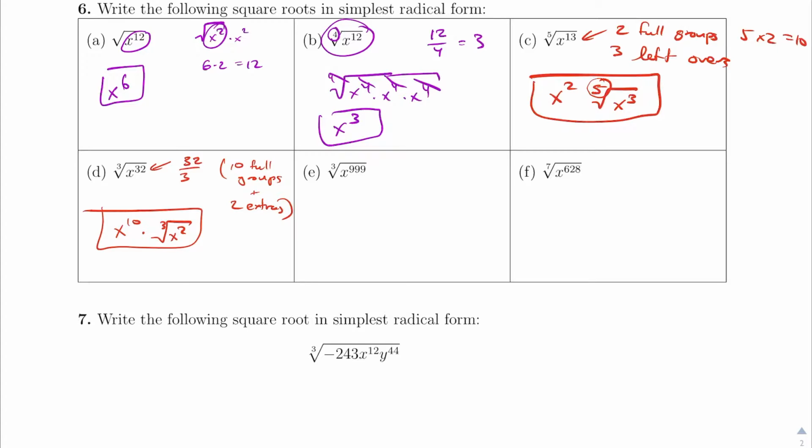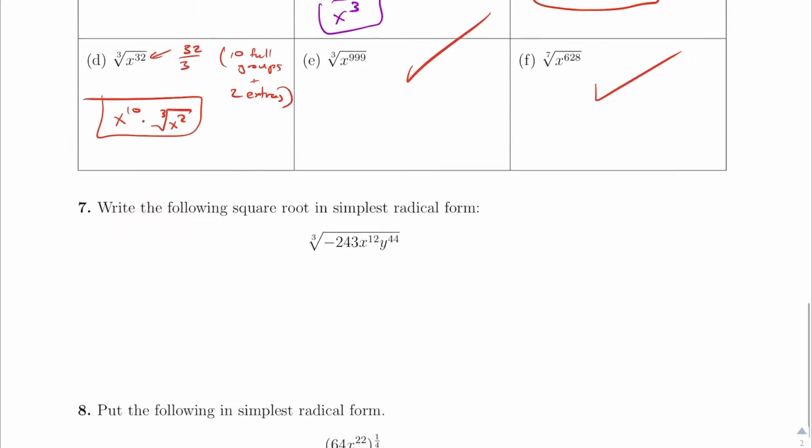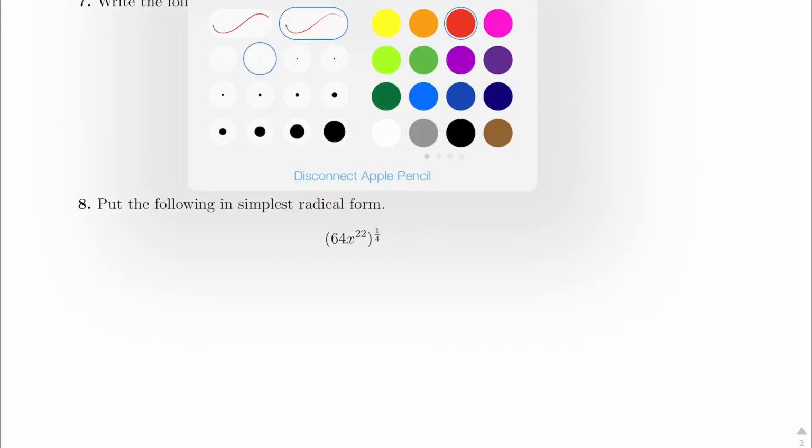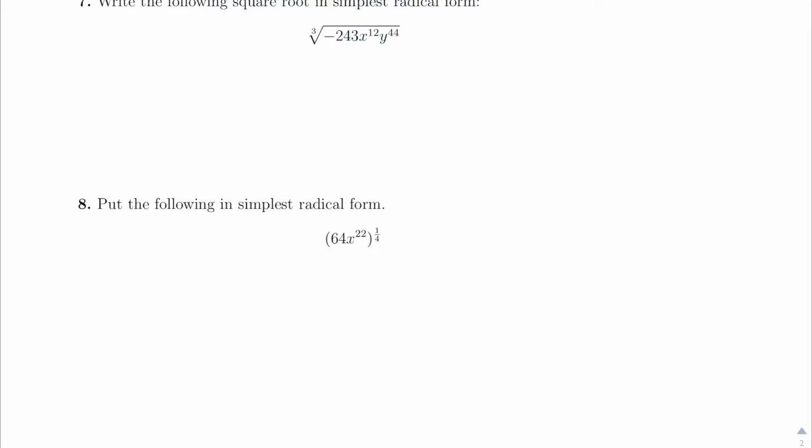For this one, cube root of x to the 999th, I'll leave that to you, and a calculator might be helpful for the F1, so I'll let you figure that one out. Now these two are actually pretty similar, but I guess because this is the review for the quiz, I will go over both of them, although I don't think I need to.